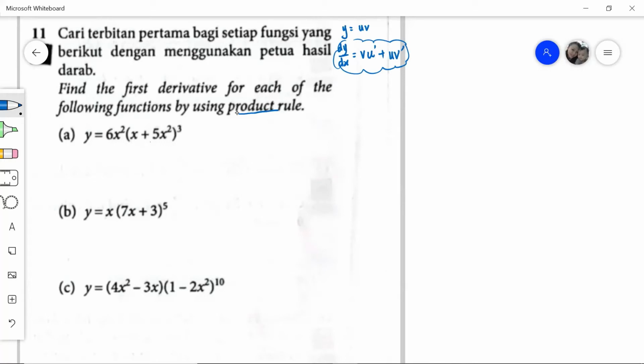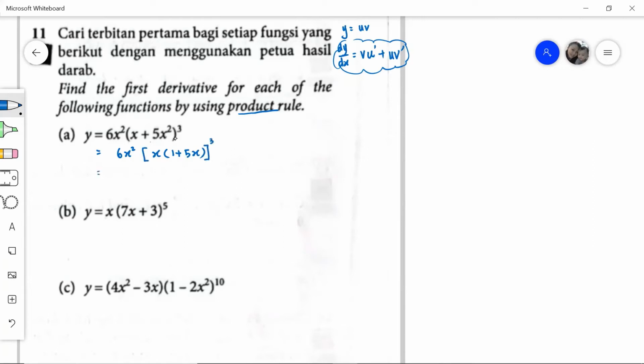Normally for the product rules, after we differentiate, we will need to factorize it. So I look at this, I notice that the x plus 5x squared, they actually have the common factor, that is x. So I would like to factorize first. Okay, so let's factorize that. So 6x squared. So when I factorize this, I will have x bracket 1 plus 5x, and then the whole thing raised up to the power of 3.